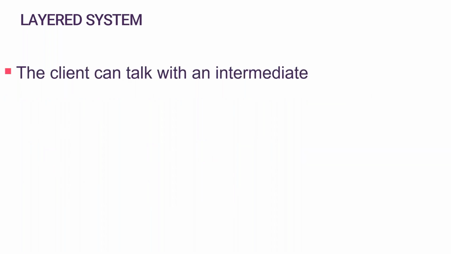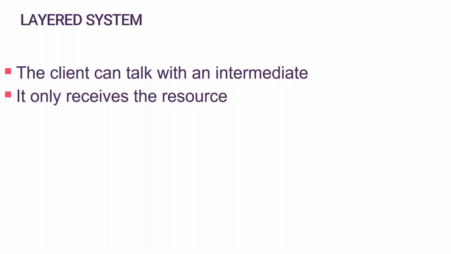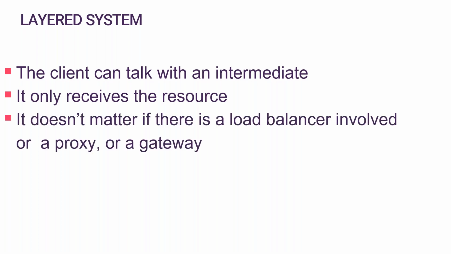Layered system. What it means is that the client can talk with an intermediate, and it will receive the resource it asks, but it doesn't matter if there's a load balancer involved in the middle, or a proxy, or a gateway, or whatever other system. So as long as the client receives the response back, and the response is the one expected, it doesn't matter what's in between.